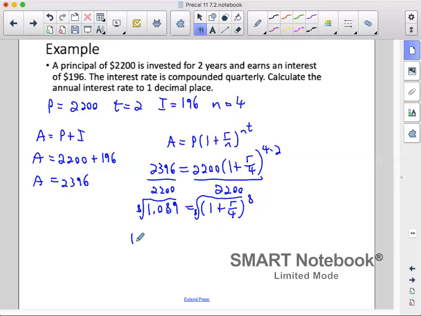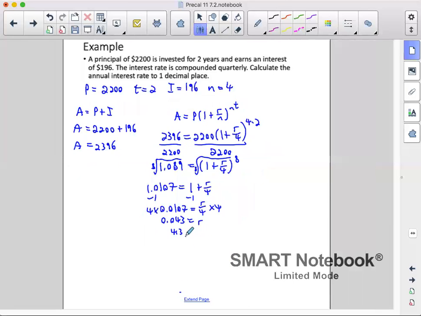Now to get rid of this power of 8, we'll take the 8th root of both sides. That gives us 1.0107 is equal to 1 plus R over 4. Subtract 1 from both sides, so we have 0.0107 is equal to R over 4. Multiply both sides by 4, and we get an interest rate of 0.043. So that's our interest rate as a decimal. Multiply it by 100, and that gives us an interest rate of 4.3%.